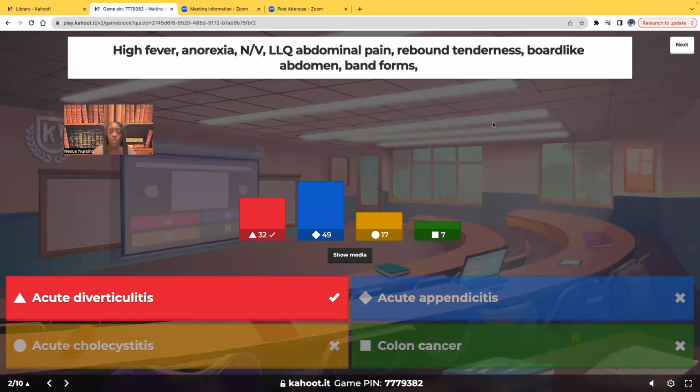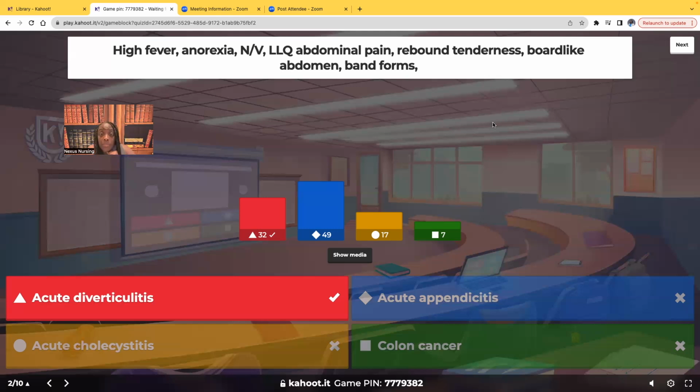Rebound tenderness, yes, we could see that in appendicitis, same with the board-like abdomen. But the two clues in this question that should have made you pick acute diverticulitis over acute appendicitis, I'm going to tell you what those two things are. Number one, the left lower quadrant pain, because appendicitis is going to be what? Right lower quadrant pain. And two, band forms.